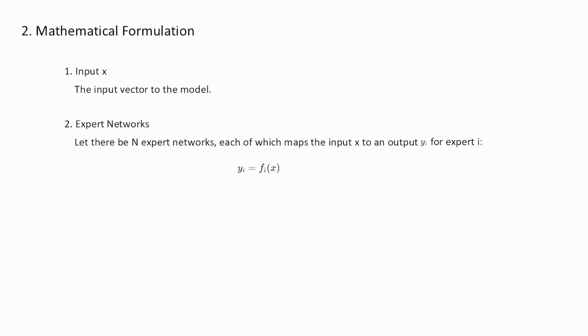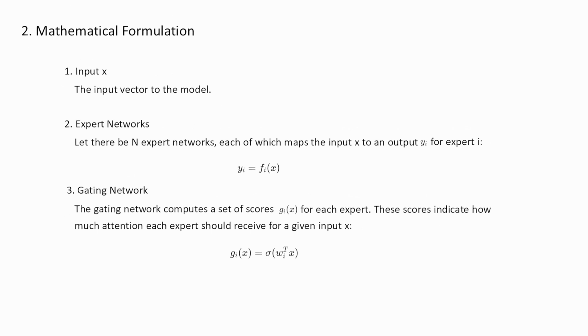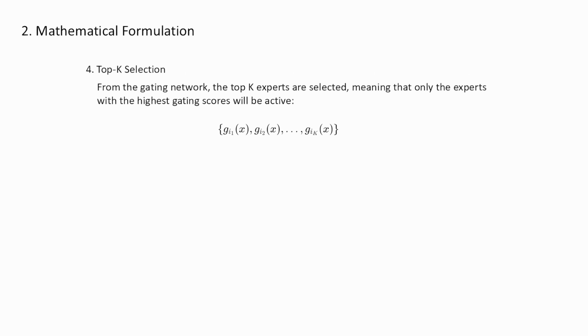3. Gating network. The gating network computes a set of scores g_i for each expert. These scores indicate how much attention each expert should receive for a given input X. W_i is the weight vector for expert i, and sigma is a sigmoid activation function, ensuring the scores lie between 0 and 1.